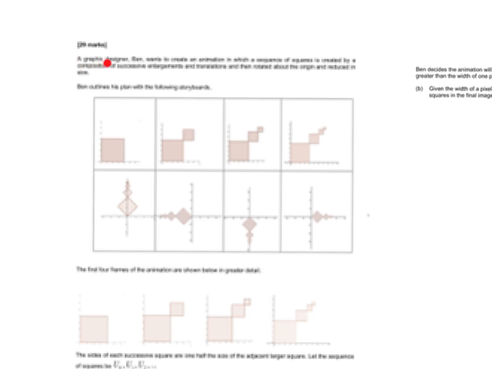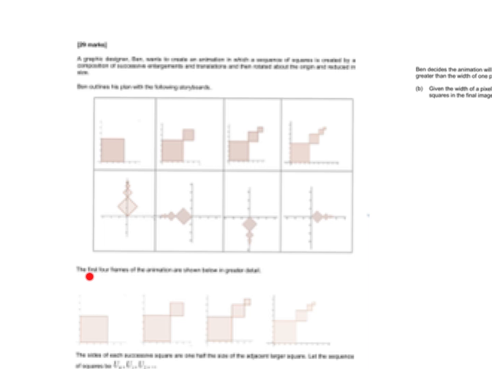Okay, so in this problem, I have a graphic designer, Ben, who wants to create an animation in which a sequence of squares is created by a composition of successive enlargements and translations, and then rotated about the origin and reduced in size. So here's the outline of the storyboard. He's going to start with a square, then shrink it down and shift it, shrink it down and shift it, and so on. Once it's sorted, then he's going to start to rotate it.